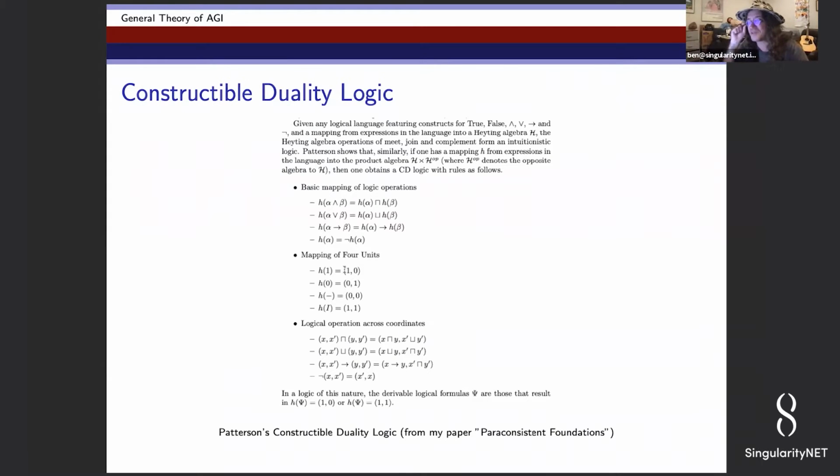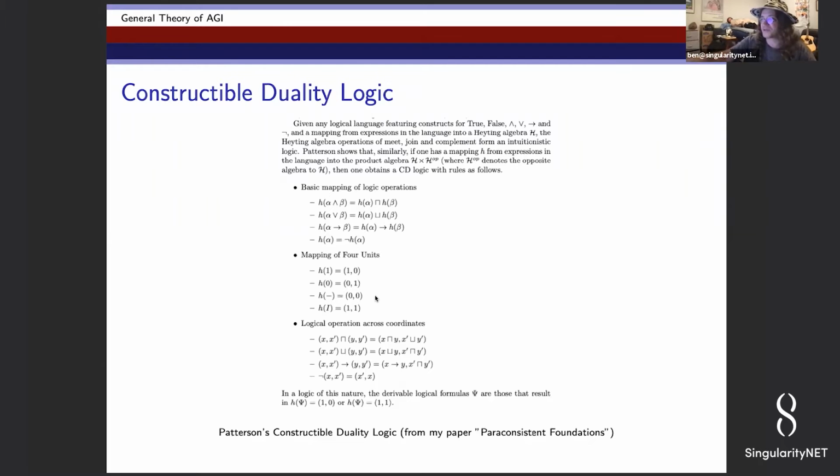It's symmetric. And the most really stunningly beautiful realization of this idea is Anna Patterson's constructable duality logic, which I review a bit in my paper, Paraconsistent Foundations. I mean, this is a really, really nice logic system. And, you know, the essence of it is given here, but the math goes quite deep.